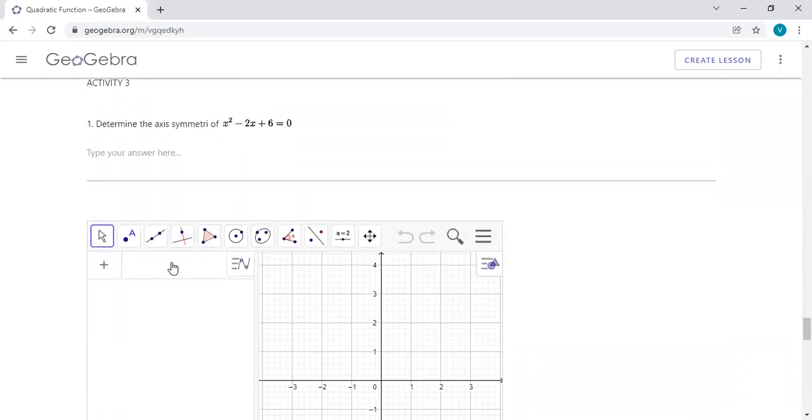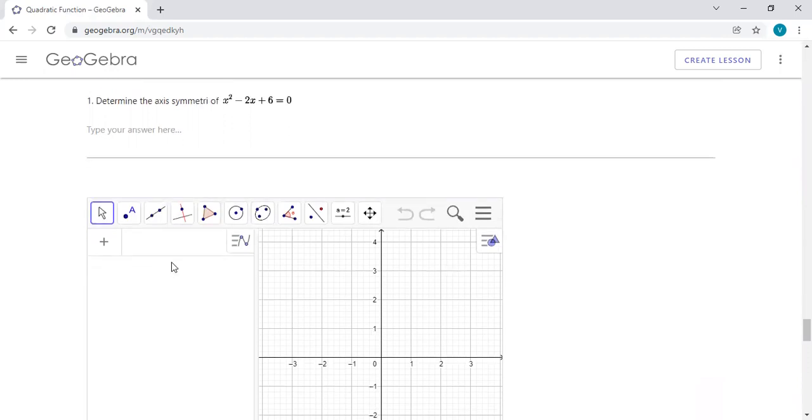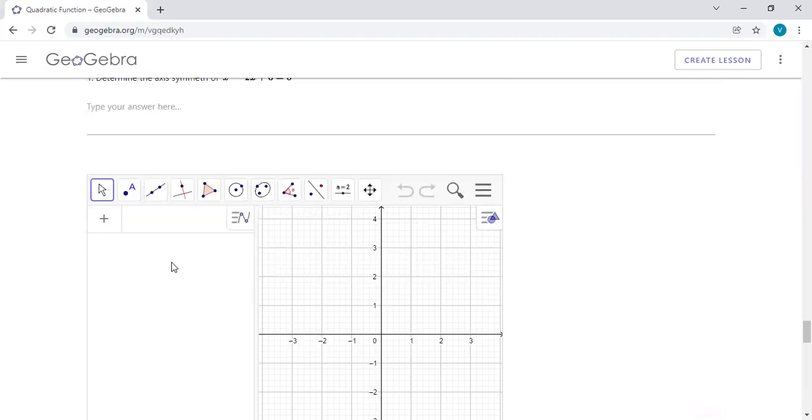In activity 3, I asked students to determine the axis of symmetry, the discriminant, and the optimum value of quadratic function that I had determined. This is also for strengthening students in using Geogebra and understanding the material for quadratic functions.